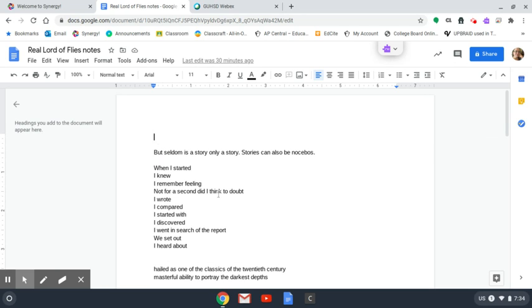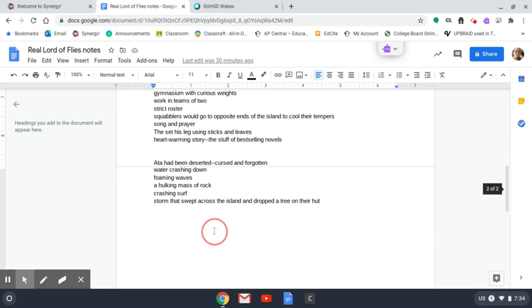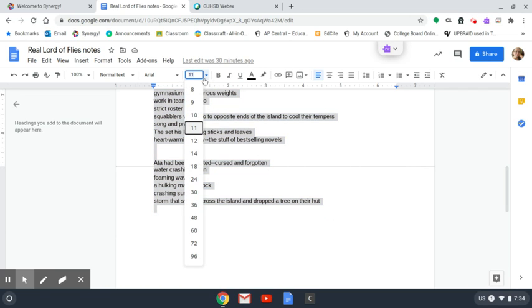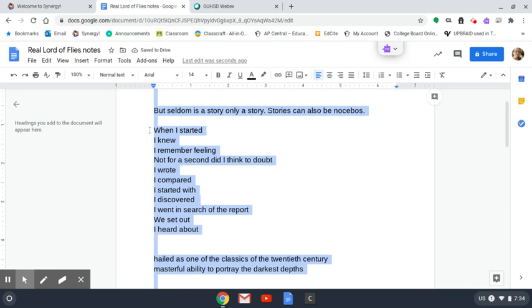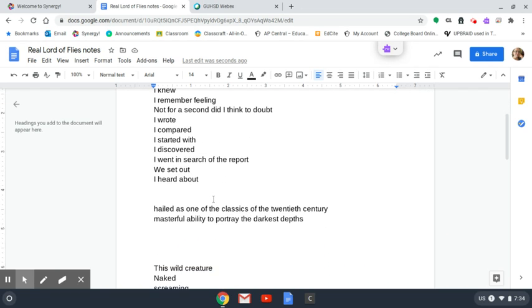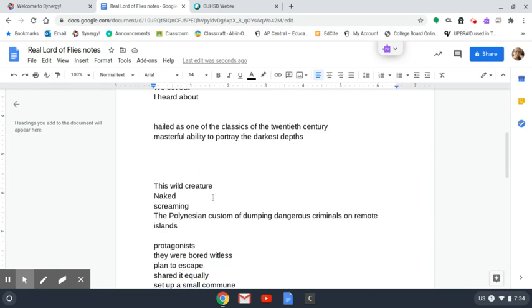What I did as I was reading the real Lord of the Flies is note anything that stood out as part of a pattern, such as the way he uses a lot of first person, anything that stood out to me as being a particularly strong phrase, but seldom is a story only a story. Stories can also be nocebos. Anything that stood out, I went ahead and pulled it out.